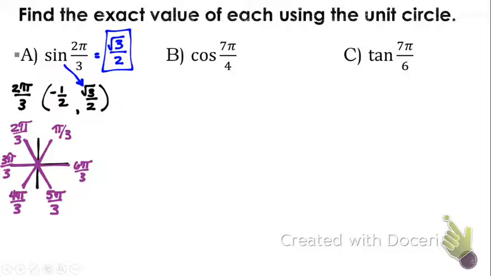Let's do our ordered pair for 7 pi over 4. Any of your over 4s, both parts of the ordered pair are identical. So we only have to worry about the signs. All of your over 4s have what in the ordered pairs? Square root of 2 over 2. Seven pi over 4 is in what quadrant? Fourth quadrant. So who's negative? Y is negative. So what's the cosine of 7 pi over 4? Square root of 2 over 2.